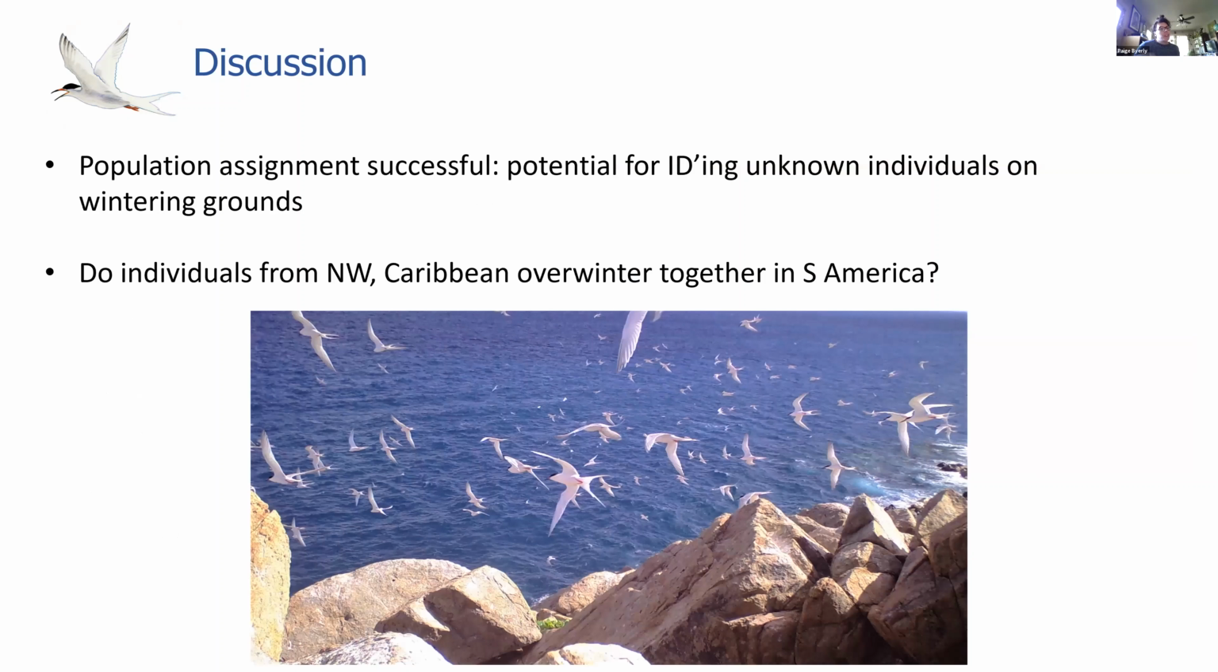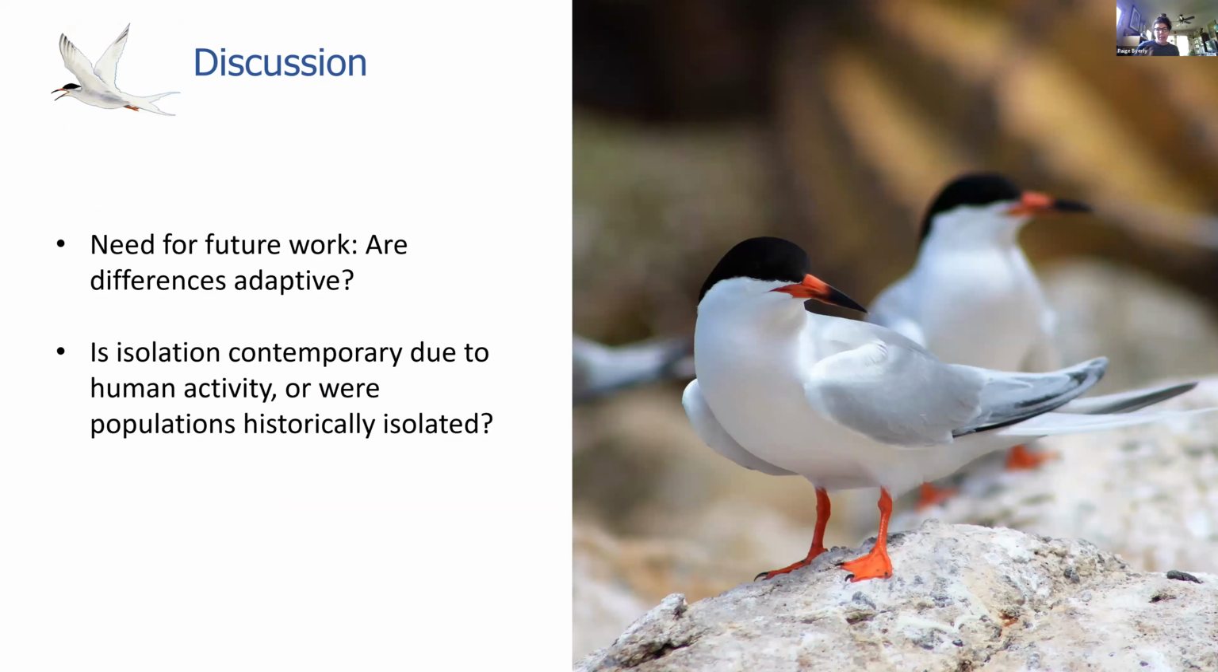And there's a need for future work, of course. We use neutral loci, so although populations were differentiated, we don't know if those differences were adaptive. We don't know if individuals are on different evolutionary trajectories, and that's a really exciting future step. We also need to investigate if this isolation is contemporary or if populations were historically isolated, and that's actually the next step of my research, which I'm very excited about.